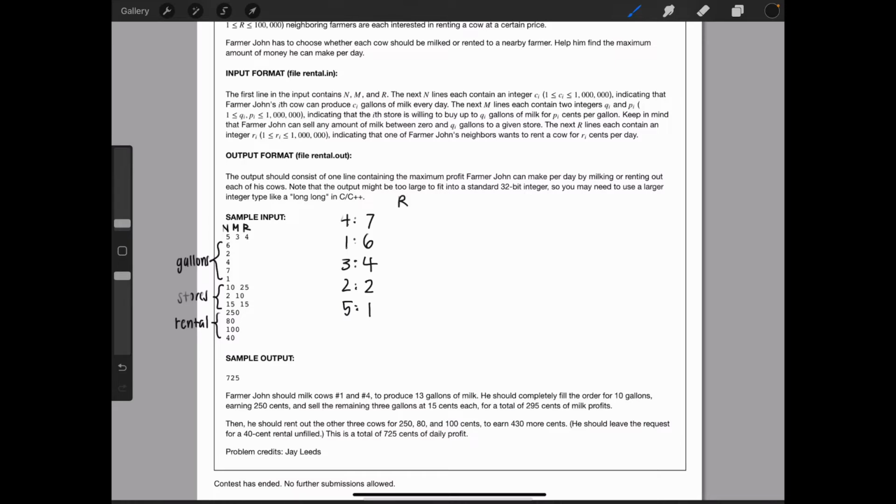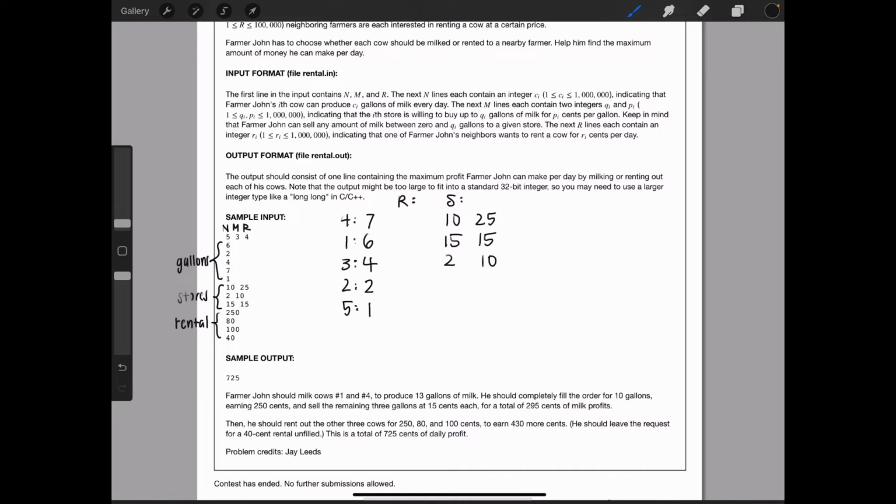So here we're going to put rental price and store price. These stores, we're going to match up with the cows that make the most milk in order of how much they're willing to pay. So here we have 10, 25. This cow makes the most gallons of milk, therefore we should sell it to someone who's willing to pay lots of money for milk. Next we have 6, we'll match it up with 15, 15, and then 2, 10. For the rest of these we can leave blank.